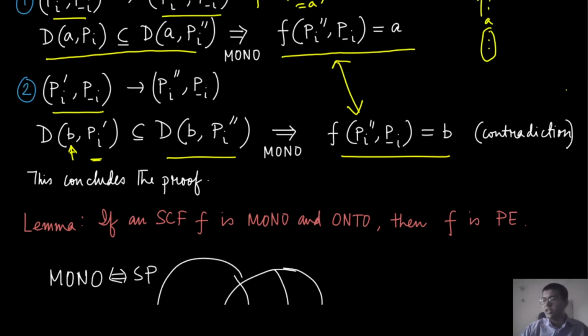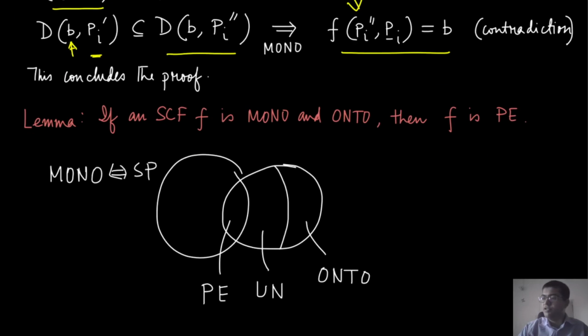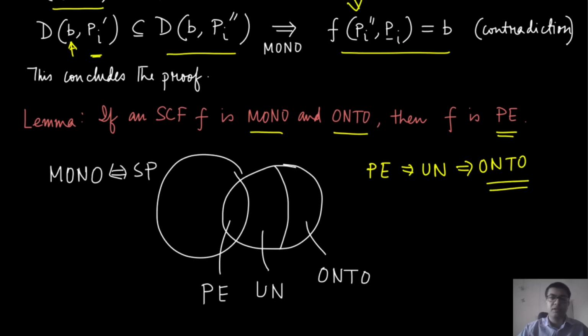Now we have a small lemma here, which says that if you have a social choice function which is monotone or strategy proof, whichever way you want to call it, and onto, then it must be Pareto efficient. So remember that we have proved that Pareto efficiency is the most strict requirement. So Pareto efficiency implies that the social choice function is unanimous, and if that is unanimous, it implies that it is onto. Now we start with the weakest condition, that it is monotone and onto, then it must be Pareto efficient, the stricter one.